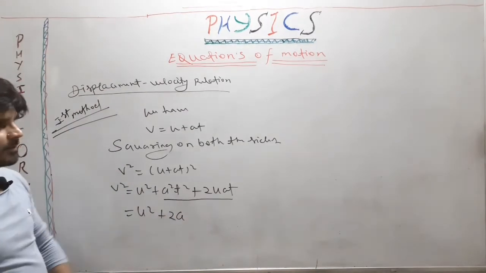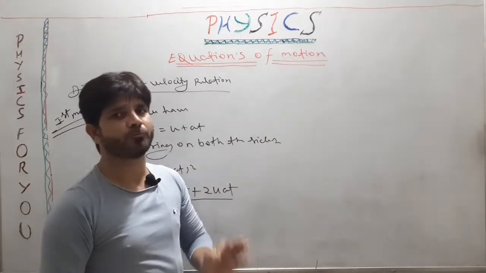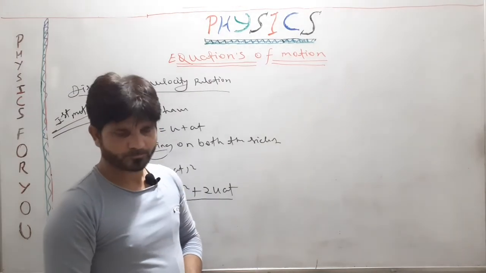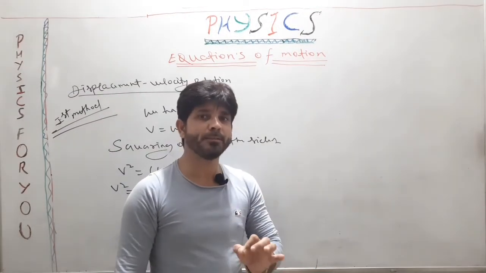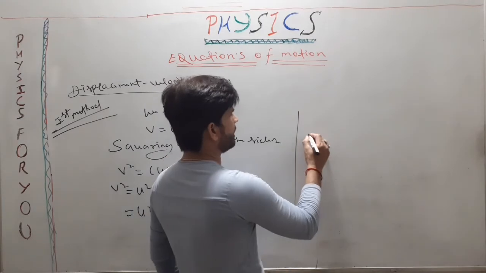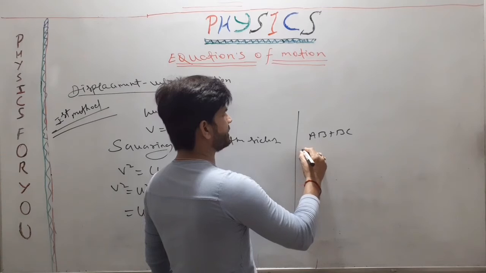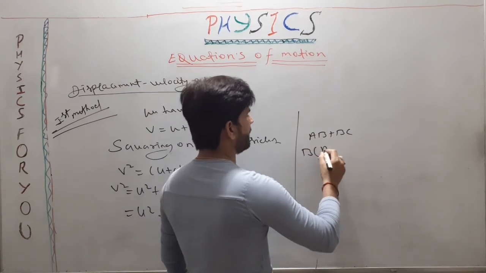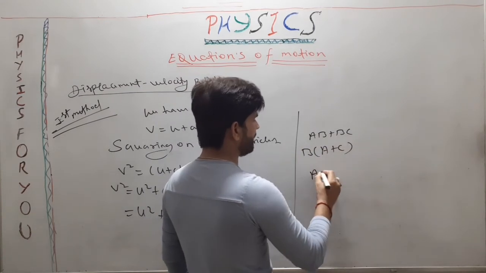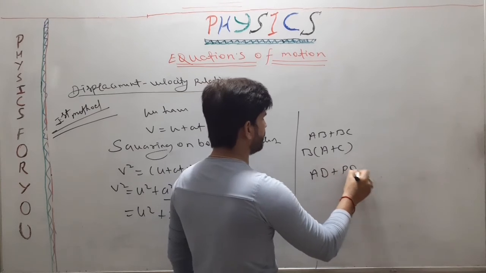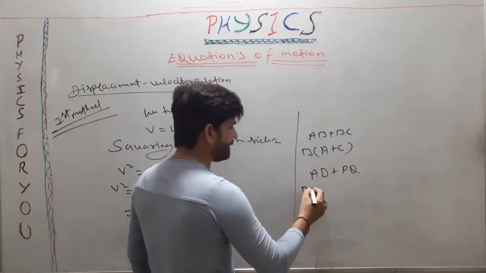Okay. Let me clear one thing. What is the meaning of common in mathematics? The common means simply divide, like this. If we have term ab plus bc, you can write by taking the b common, a plus c. But if we have the term AD plus PQ and we want to take the common P here, okay?